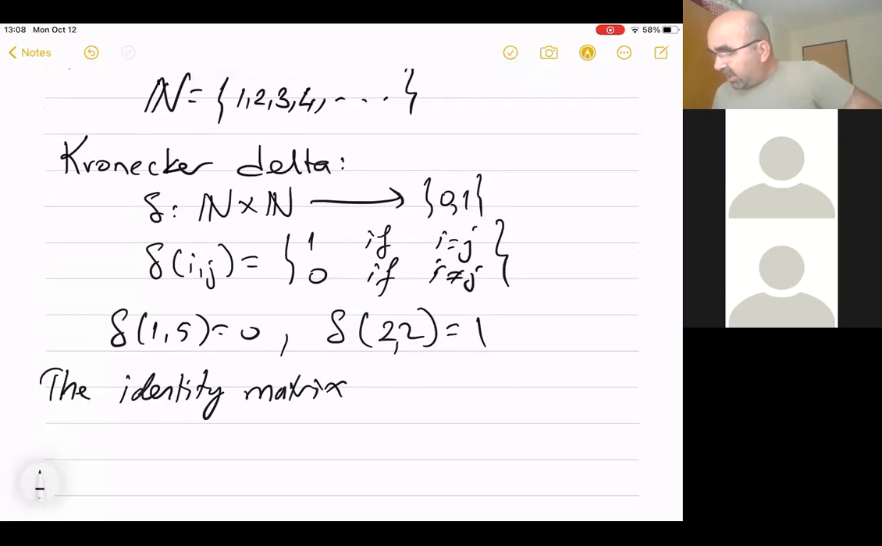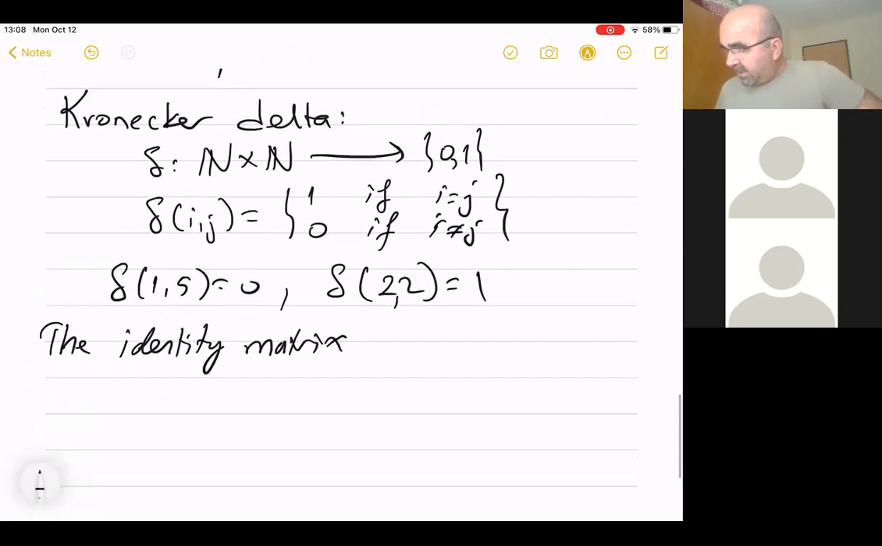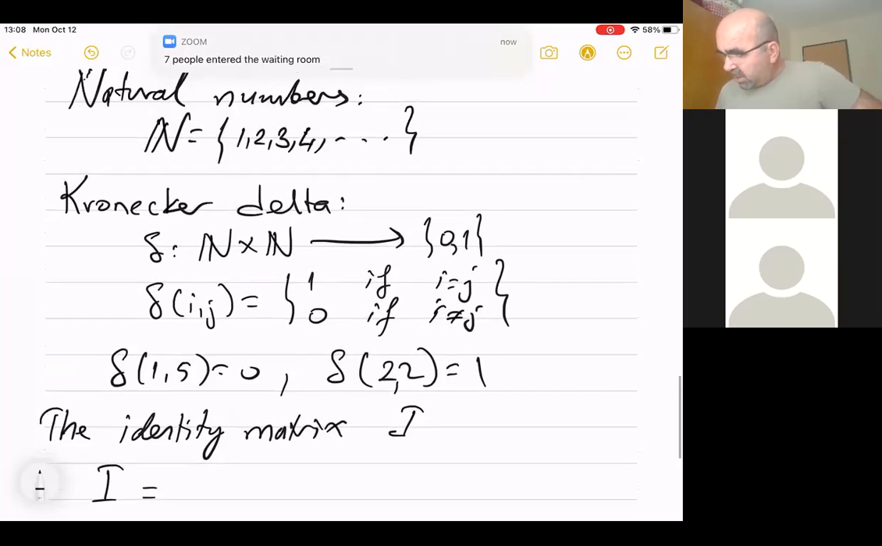Okay, the identity matrix is I, which is the n cross n matrix. Sorry.